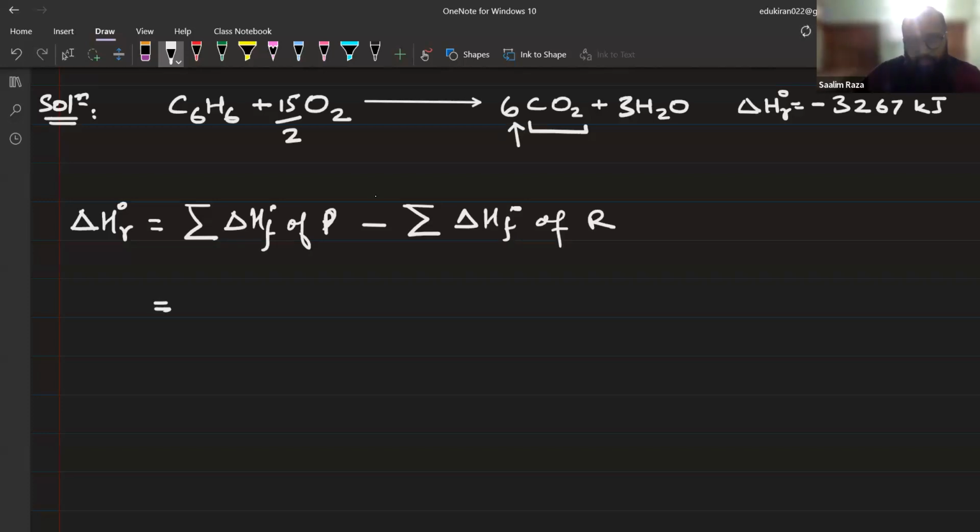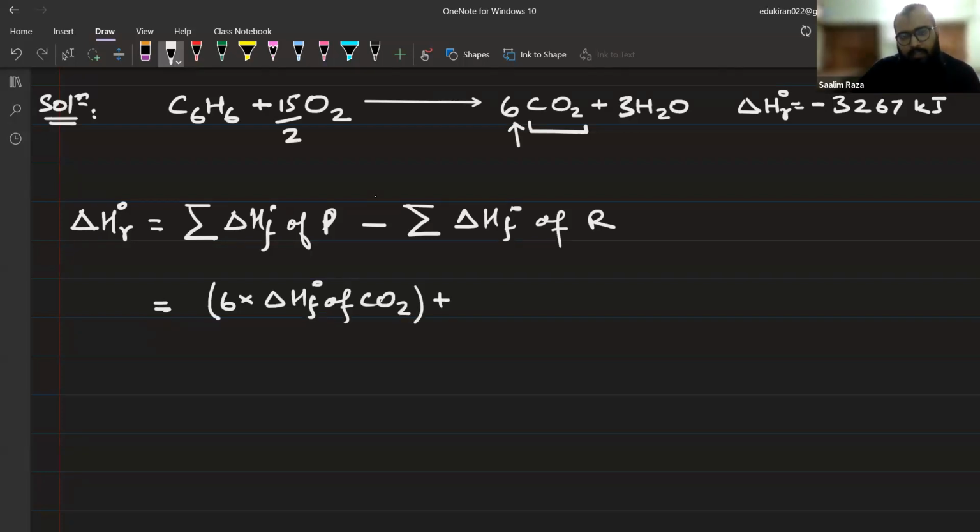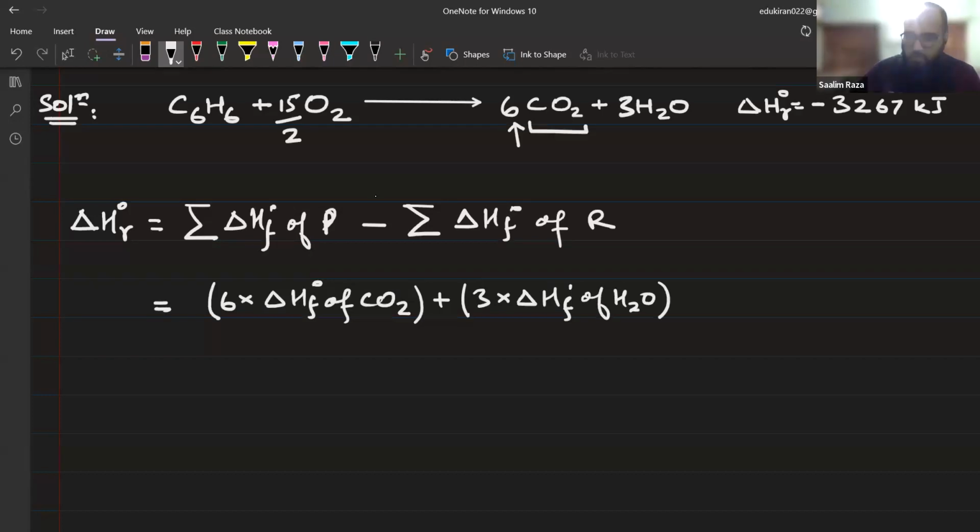6 into delta HF naught of CO2, right? Because when we are talking about enthalpy of formation, we are talking about 1 mole of formation, but here 6 moles of CO2 are forming, so we will do 6 into delta HF naught of CO2, plus what else is getting formed, water. So for water, what do we write? 3 into delta HF naught of H2O. Fine, minus, and now a big bracket will come here.